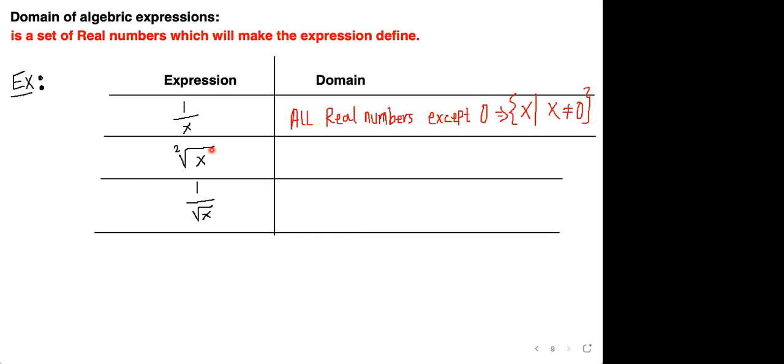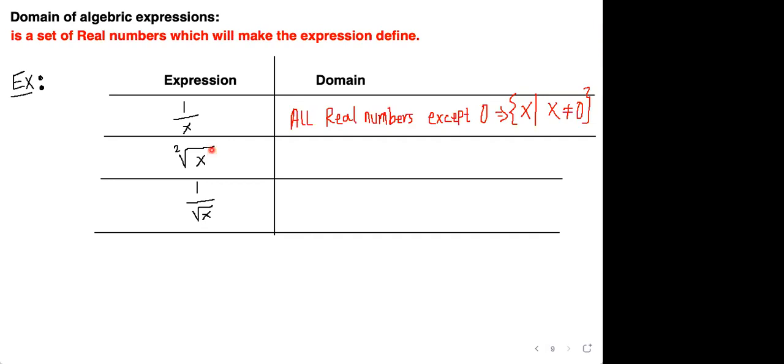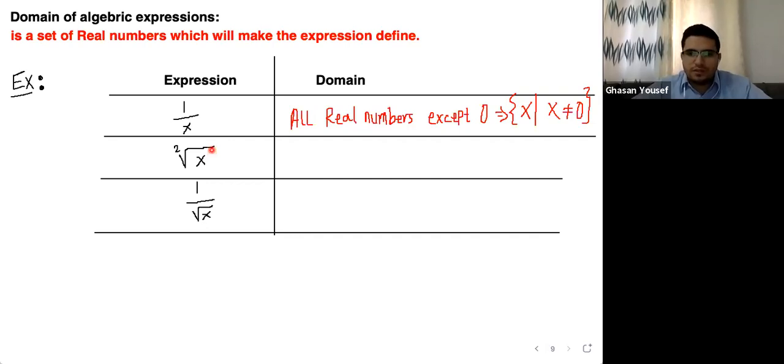Yes, they will not give any issue because the square root of 1 is 1, the square root of 4 is 2, and I can plug 3, the square root of 3, they give me an answer. So no issues. Can I plug 0? Sure. Yes, the square root of 0 is always 0. So no problem, no issues.